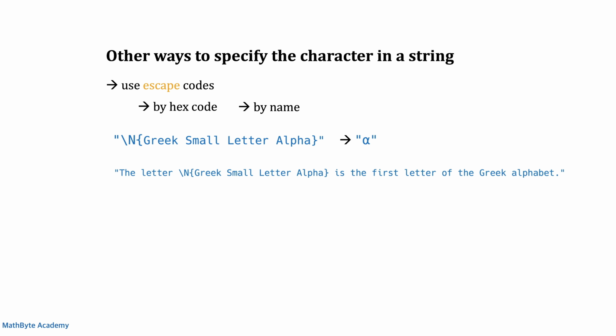And so we can use it anywhere in our string, right? Escape sequences can be used anywhere in a string. So if we write this, the letter \N Greek small letter alpha is the first letter of the Greek alphabet, when we print that out, we'll get the letter and then the proper glyph, assuming, of course, that you have a font that supports displaying that particular character.